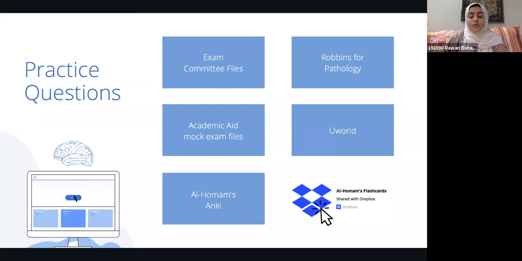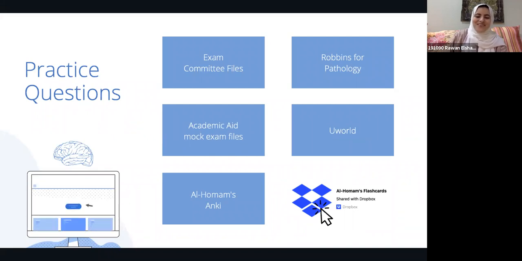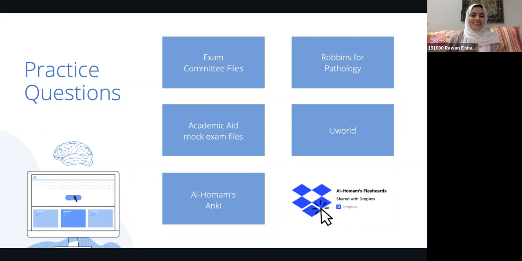For Humam, his Anki, honestly, it's very good. And I always hear people talking about how it helped them a lot, especially in POD, and I heard too in Neuro. So definitely use it if you're the type of person.